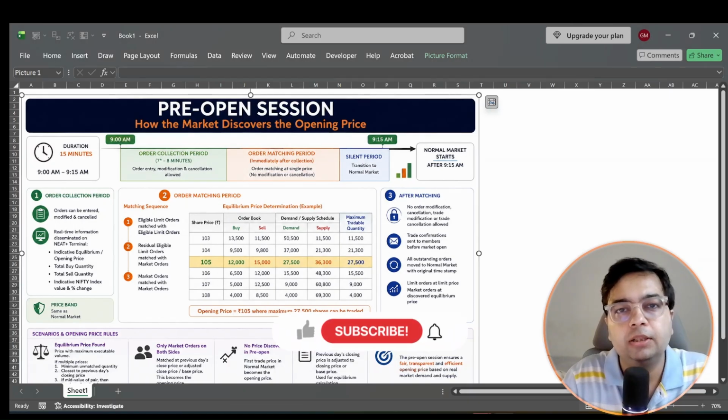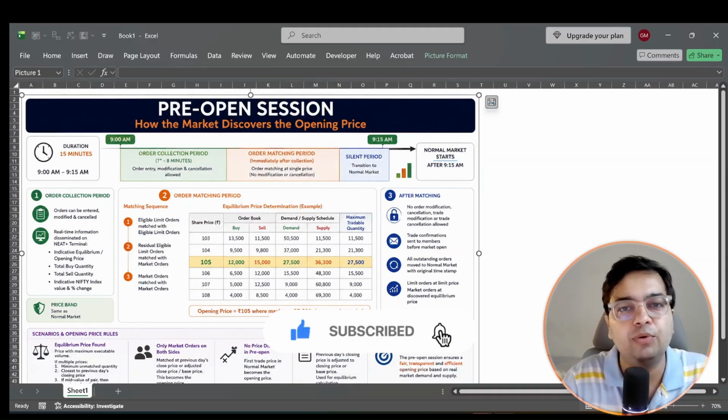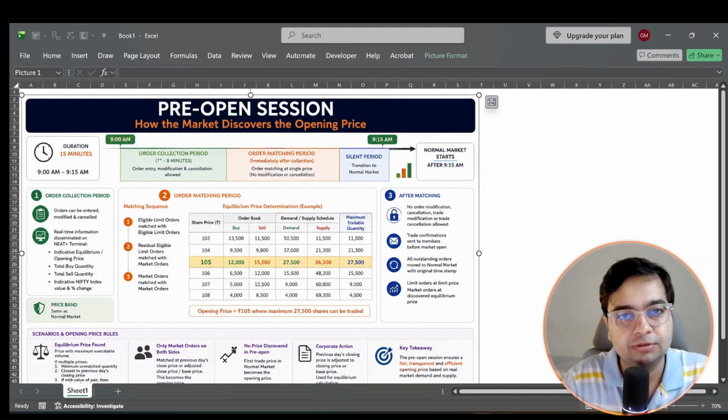Have you ever wondered how the open price is estimated or calculated for any stock? Is it the first trade of the day, or is it something else? The answer lies in the pre-open session.